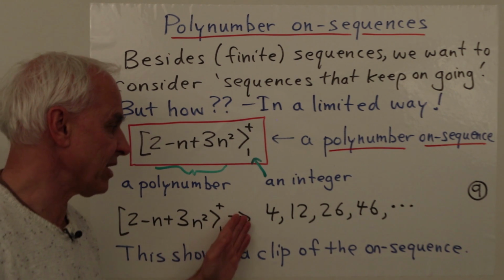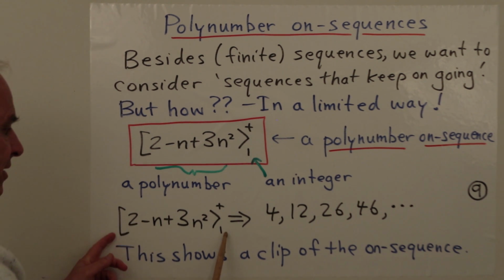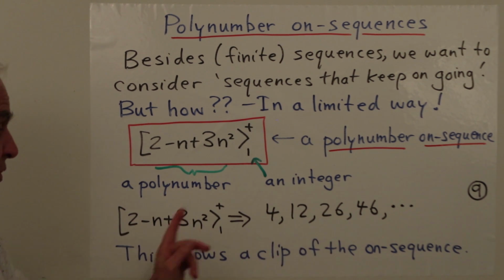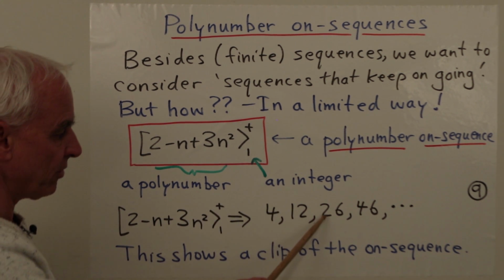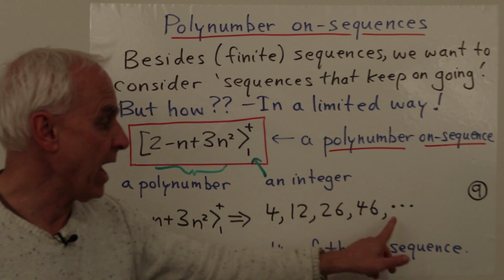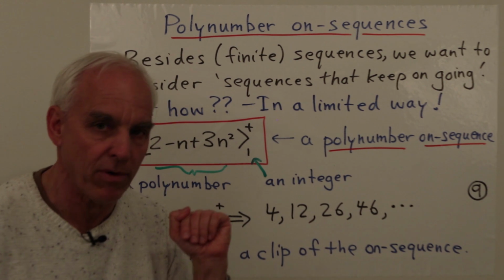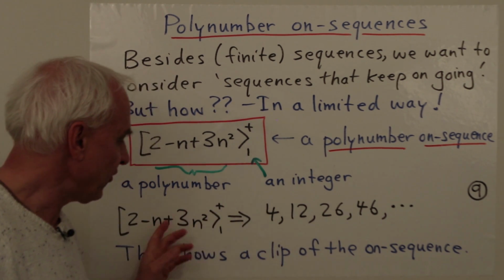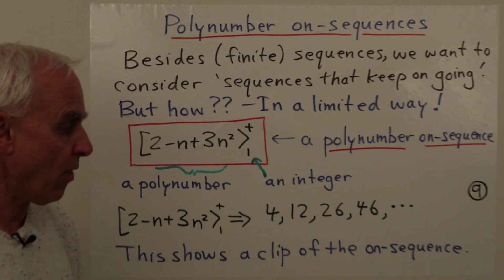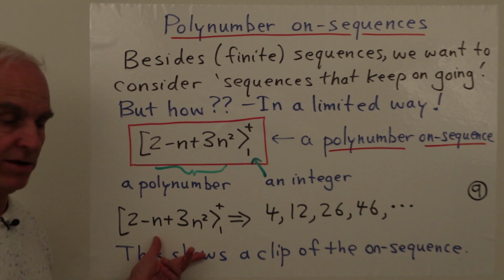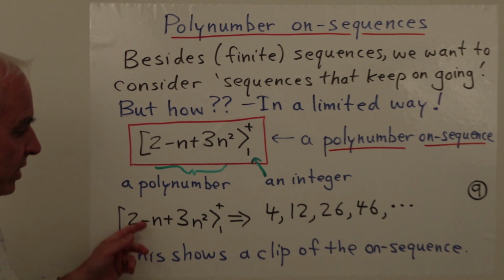But even though we cannot express it completely, we can demonstrate a clip of it. So here is the polynumber on sequence, and here is a clip for this polynumber on sequence. It's the same one we've already seen before. It's the clip 4, 12, 26, 46, and more. It doesn't mean and so on, because there's no pattern here that's evident from just these 4 numbers. We're just saying that this on sequence has these as the first 4, and then there's more. You can generate more, if you want, just by plugging values into this. You can generate as many as you like, but you will never be able to generate all of them. So this is showing a clip of the on sequence.